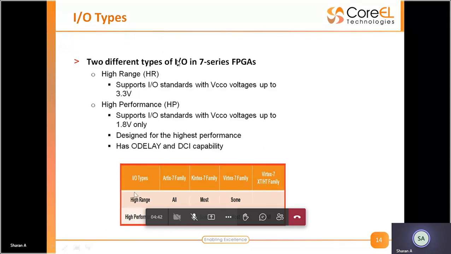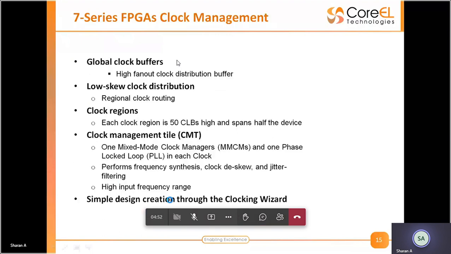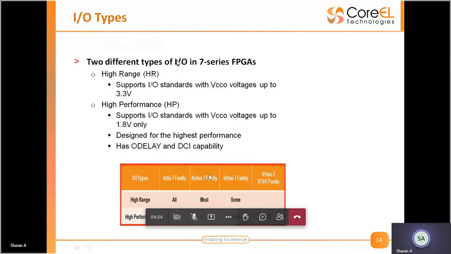And these are the variations of pins based on different families. Okay, in IO types, high range, high performance pins. In Artix 7, all the pins are high range pins. Okay, for Kintex 7, most pins, you have a combination of both. And if you're looking at Virtex, all the pins are high performance pins.